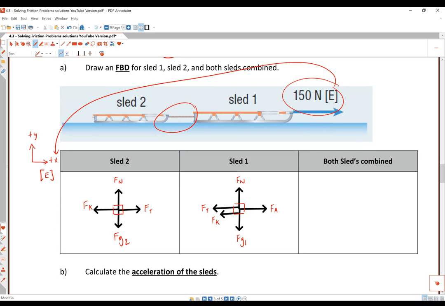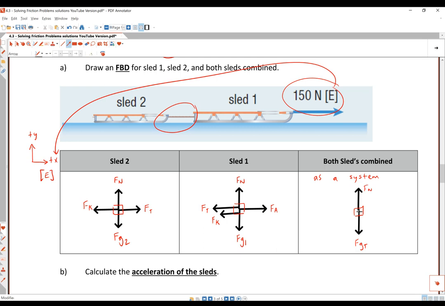Now, what you want to do is that you want to do this as a system. So as a system, you want to combine these two, and we're going to combine objects. So both sleds combine. We're going to draw a free body diagram of both of these combined together. So imagine that they're one mass. So obviously gravity is going to be acting downwards. There's going to be normal force up. So we're going to call this Fg total. We're going to call this normal force.